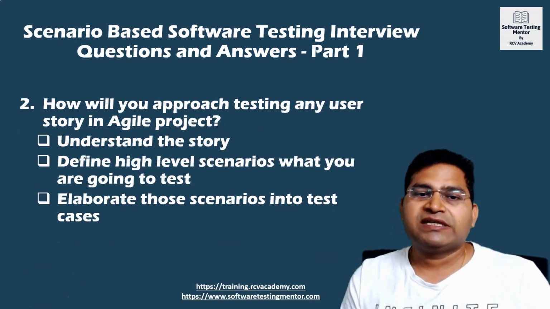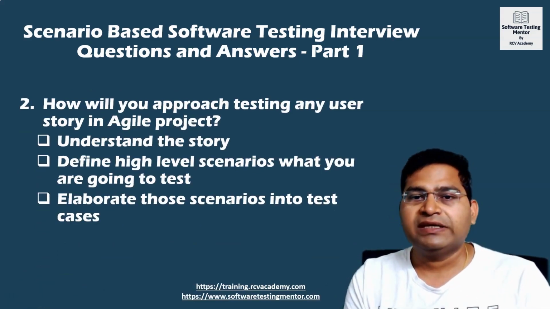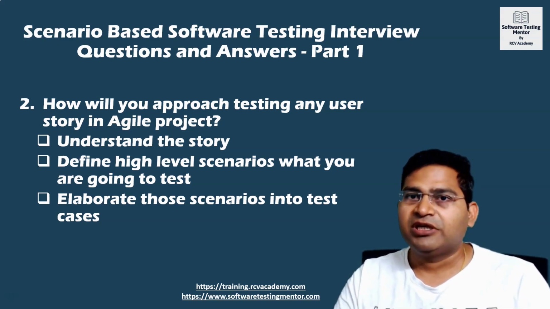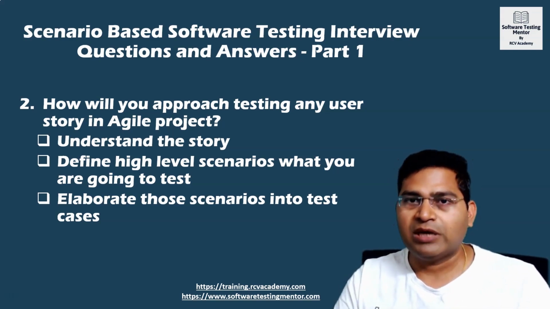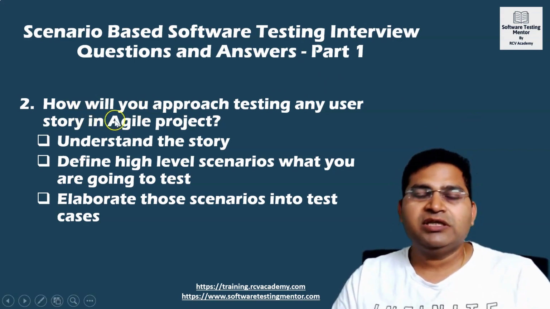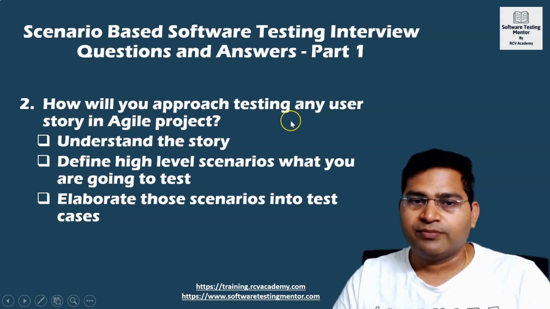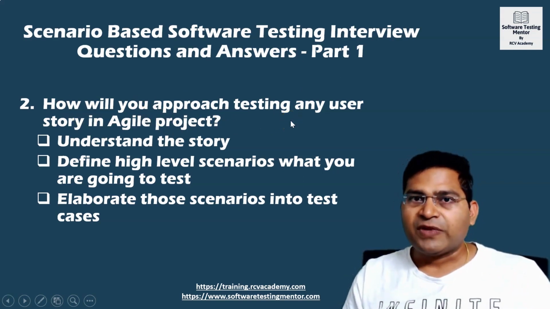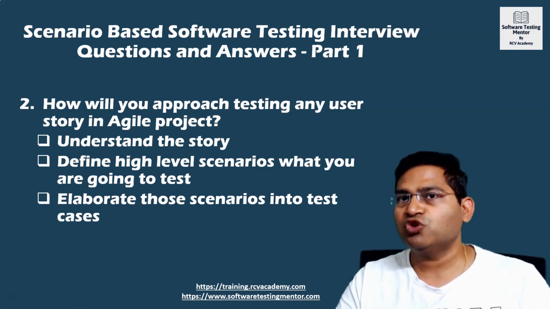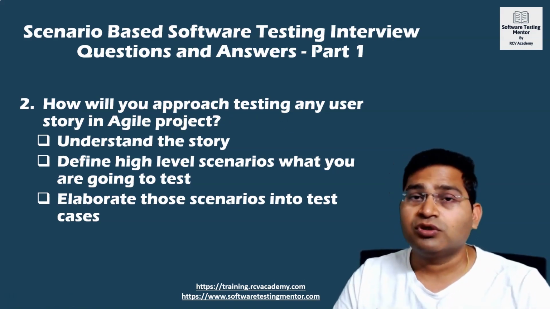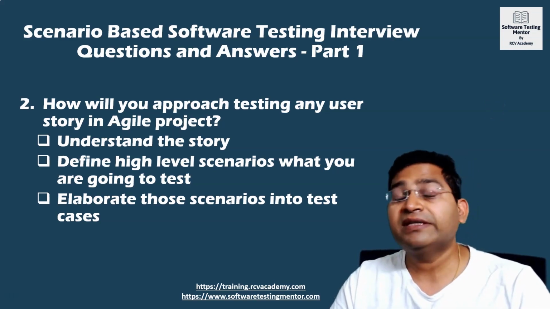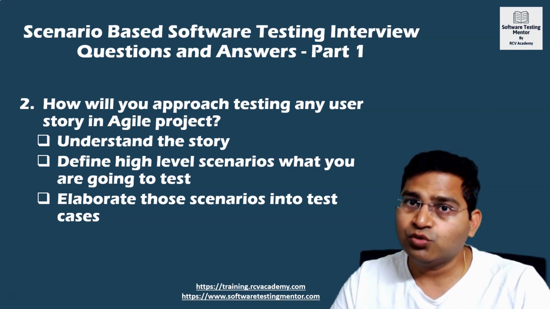How will you approach testing any user story in an Agile project? Whether it's a user story or any requirement, it doesn't matter. Usually when we say requirement in an Agile project, it's a user story. The first and foremost thing is understanding that user story. How will you understand? You will read the information mentioned there and the acceptance criteria in the user story.